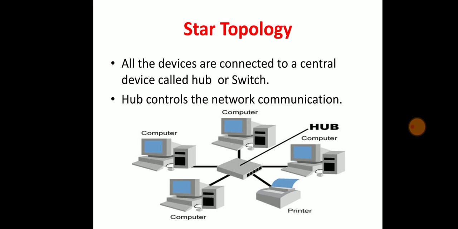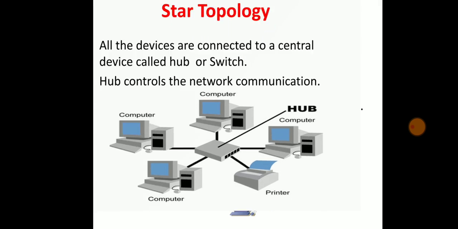There is a disadvantage that when we have to add one computer, then we have to use a cable. So in this type of topology, we require more cables. So this is the disadvantage. And if the hub is disturbed or breaks down, then all the computers that are connected to the hub are disturbed, so they cannot work. So these are the disadvantages of the star topology.